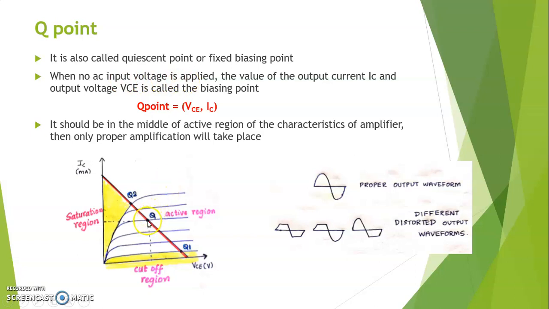Only if the Q point is fixed over here, then it is in the active region and proper amplification will take place. So we'll get the output shape like this. Otherwise, if the Q point shifts towards Q2 or Q1, that is the saturation or the cutoff region, the output waveform would be clipped and it will not be proper. It will be distorted.